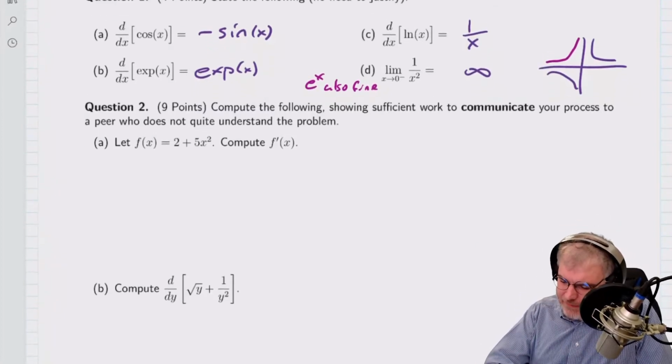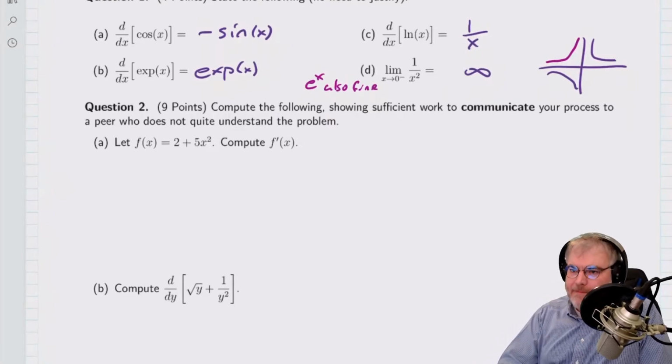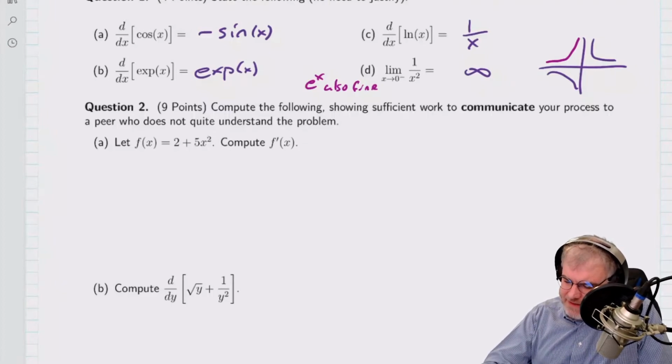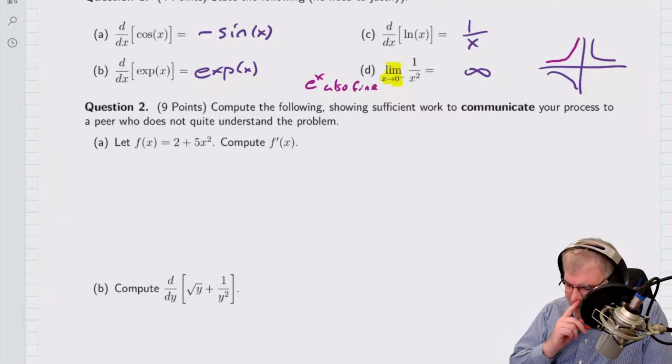F prime of x here. What I'm going to do... D is infinity because it's asking for the limit as x goes to 0 from the left, but it's got a square on the bottom. So now I'm headed toward 1 over... I'm doing this. This is not the derivative. That's a limit. Yeah, I was off and running. I was about to say do the derivative of that too. Nope, that's a limit.